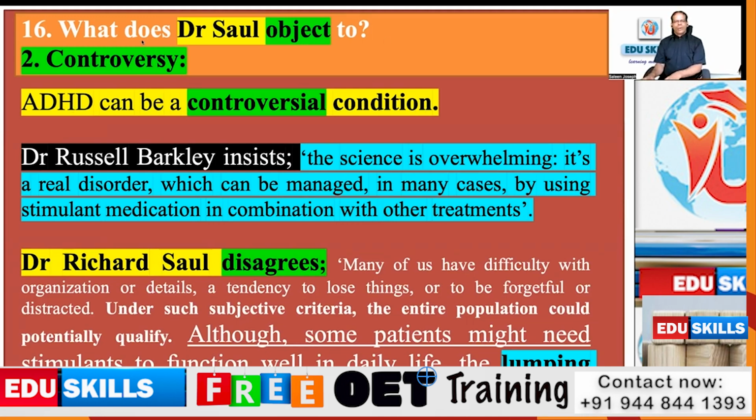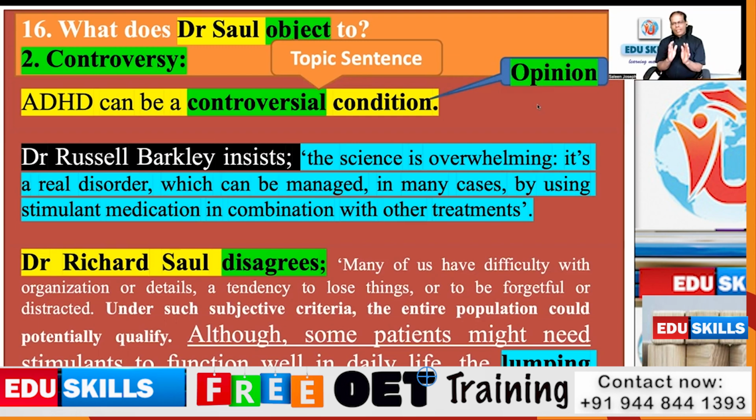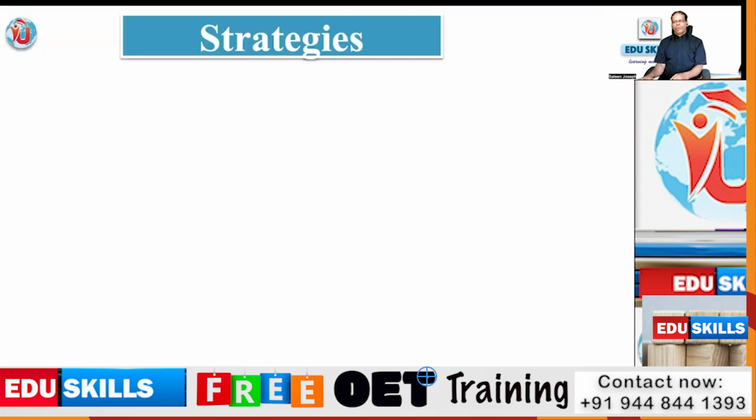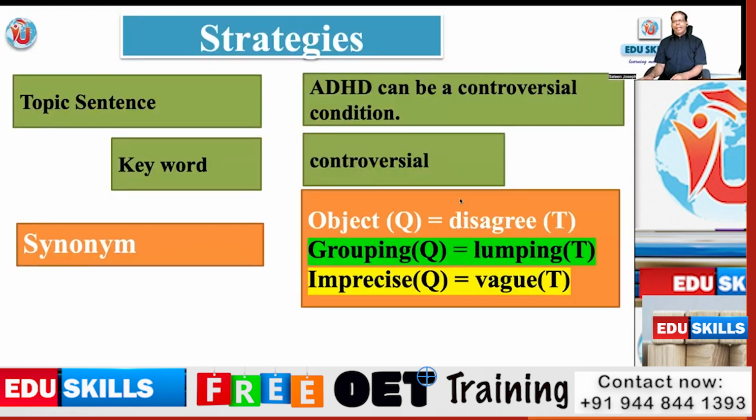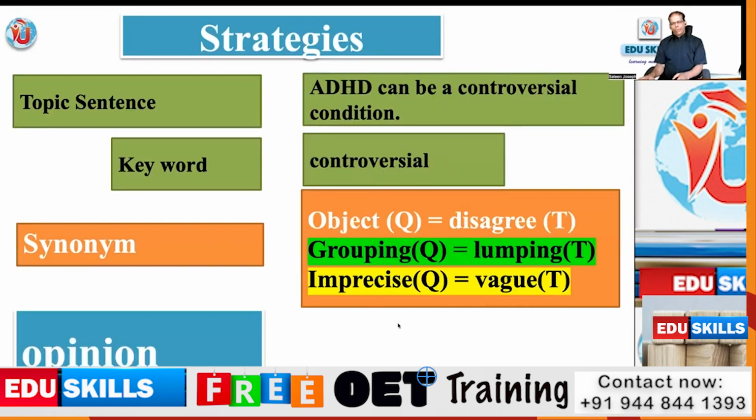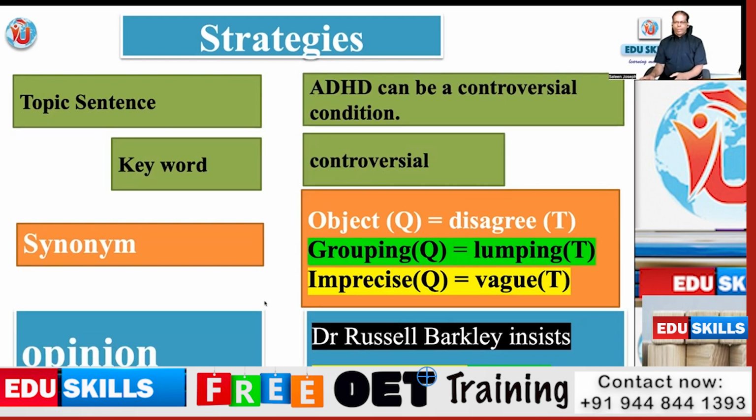And here in the question statement, you have name of Dr. Saul. Come immediately to Dr. Richard Saul. Okay, there you will have the answer. That's how you swoop into the location. Okay, you see, controversial condition means it's asking about opinion. We call it opinion questions. Opinion of one person. See, topic sentence is ADHD can be a controversial condition. Keyword is controversial. I don't want to go into the whole opinion and synonyms. That will do it later.